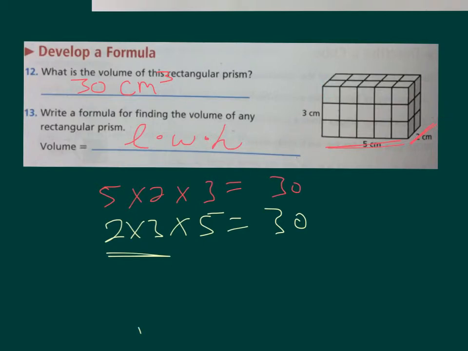We also talked about the commutative property, how we could go 5 times 2 times 3 if we were to follow length, width, height. But we learned that we could multiply them in any order. 5 times 2 is 10, times 3 gives me 30. 2 times 3 is 6, times 5 is 30. Either way, we're going to get 30 centimeters cubed for our volume.